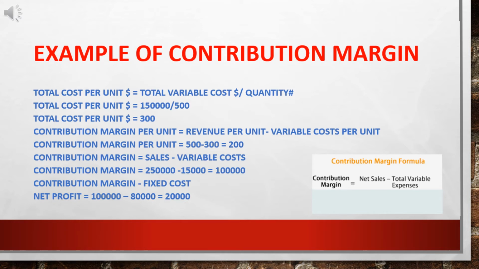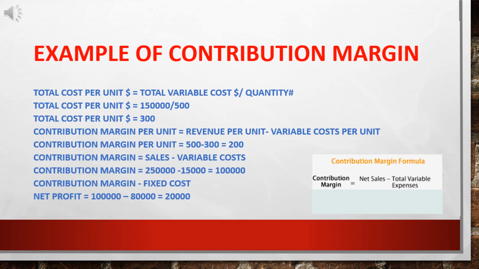So how about the total contribution margin? The total contribution margin is sales minus the variable cost. Based on this example, it is 250,000 minus 150,000, which is 100,000. So the contribution margin for this example is 100,000.